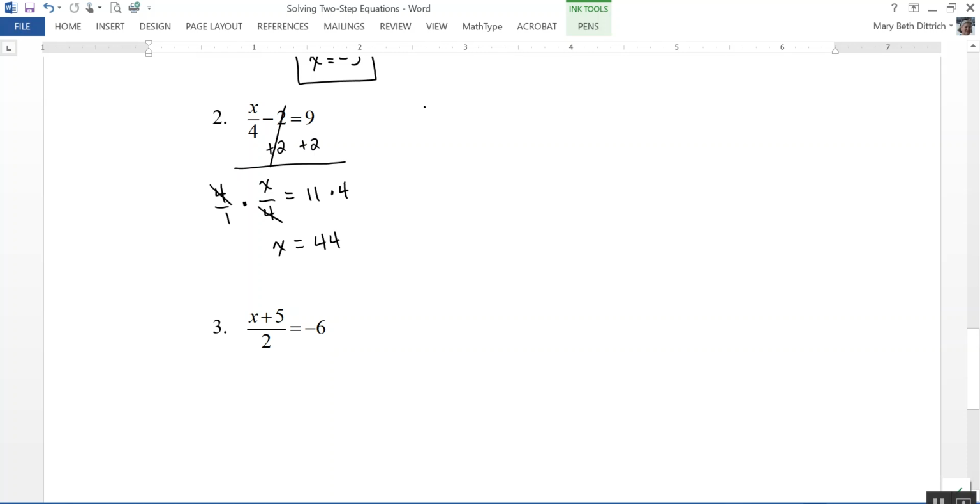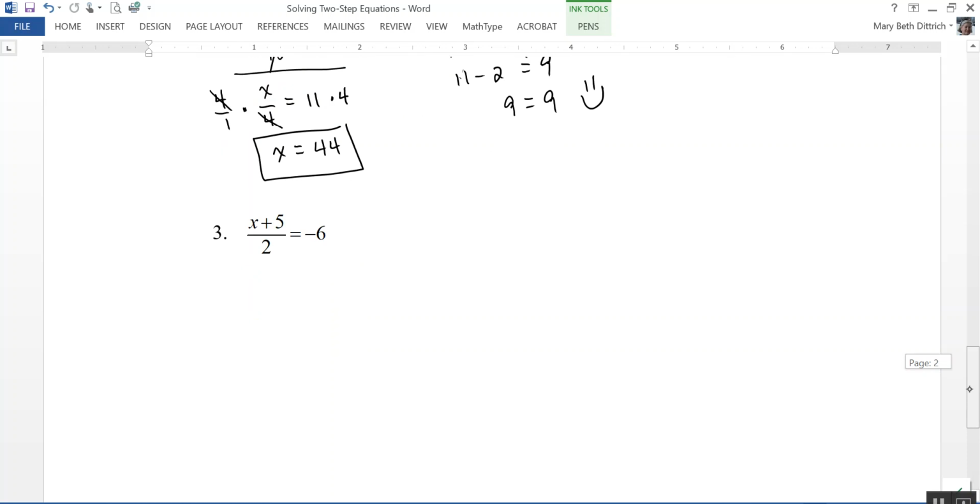So let's check that. Putting 44 in for x, is 44 divided by 4 minus 2 equal to 9? Now, one thing I didn't say above is we don't want to act as though we're solving this equation. We basically just want to use order of operations on each side of the equal sign if necessary. So I don't want to add 2 to both sides here. I want to just use PEMDAS on this. So using order of operations, 44 divided by 4 is 11. And 11 minus 2 is indeed equal to 9. So my solution of 44 checks.